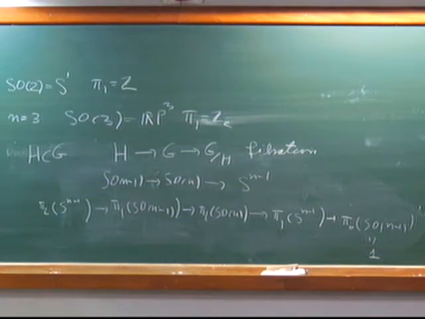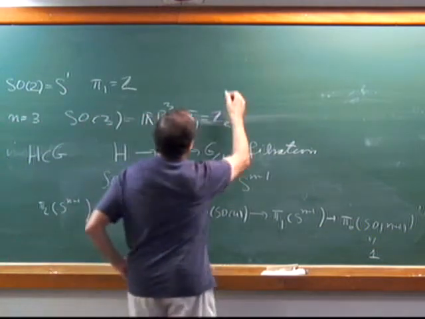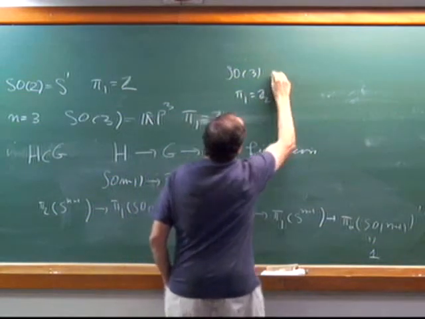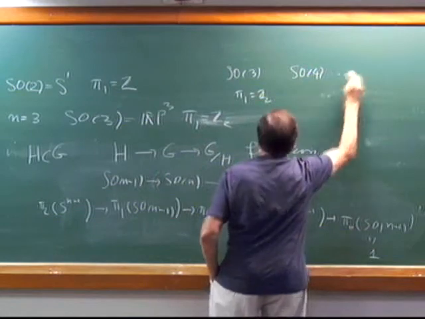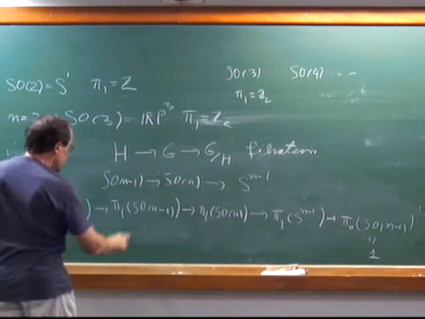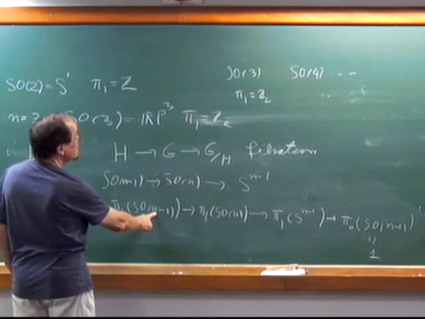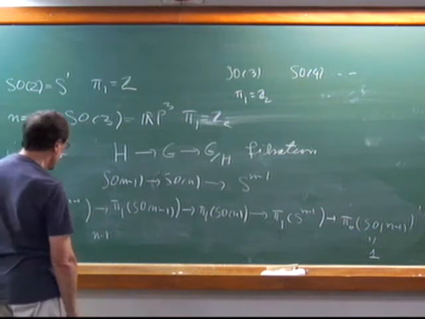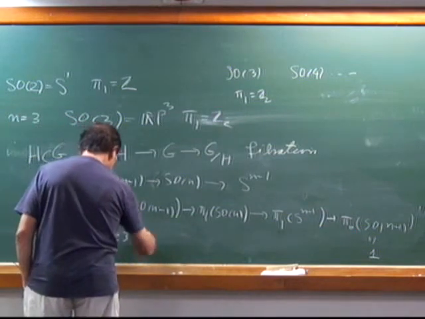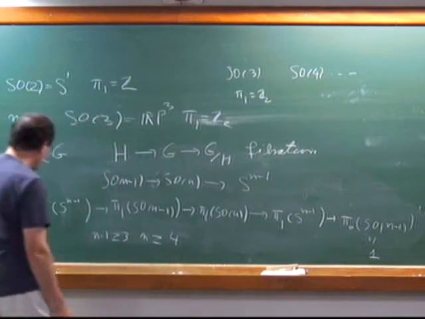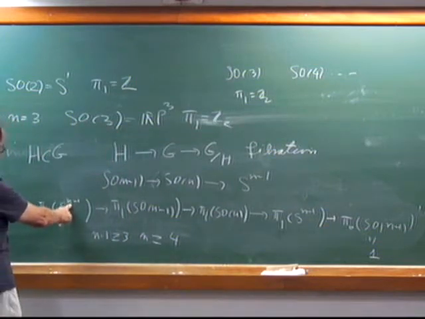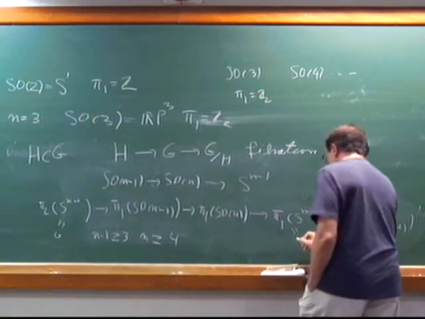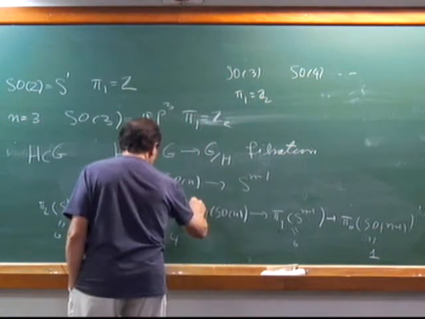Right, we know that we want to do induction. We want to go from SO3, which has pi 1 equals Z2, and then we want to go to SO4 and so on. So we need this only when n minus 1 is greater or equal to 3. And we want to go from SO3 to SO4, so n is greater or equal to 4. So pi 2 of at least S3, that's 0. And pi 1 of S3 is also 0, so these groups are 0. That means this is an isomorphism.